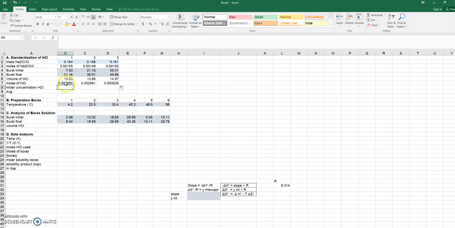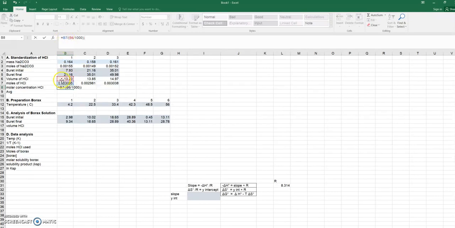And then for the molar concentration of HCl, it's going to be moles divided by liters. So there's one thing that you want to do here. The molar concentration is moles, and you're going to divide it by the volume. And notice that this volume is in mL, we want it in liters. So you can do equals B7, and I want to divide by the mL, so it's going to be this value here, which is also divided by 1,000. So as long as you use the parentheses, that should be okay.